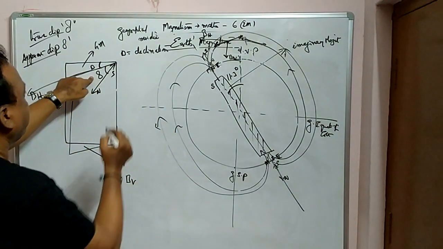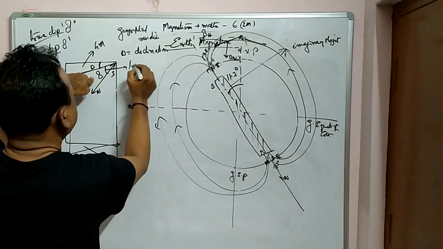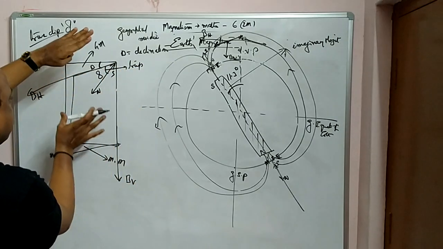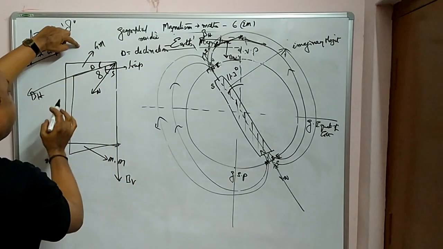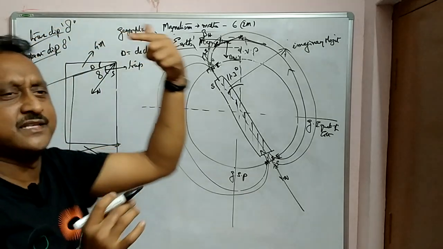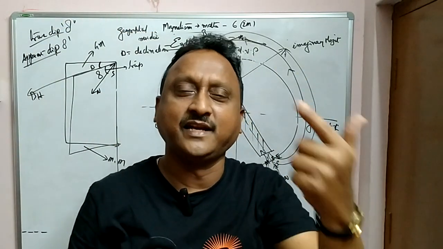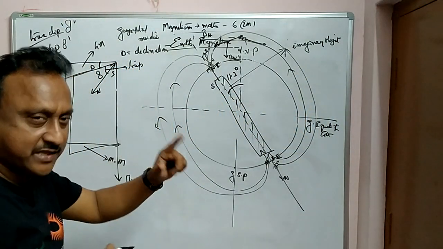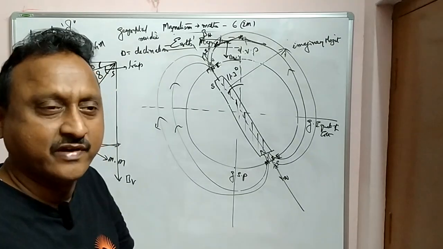So this is true dip. If suppose this is in some other plane, somewhere here, and it is making some angle with that horizontal, that is called as apparent dip. Now I'll explain that also. One formula is there, very very important.